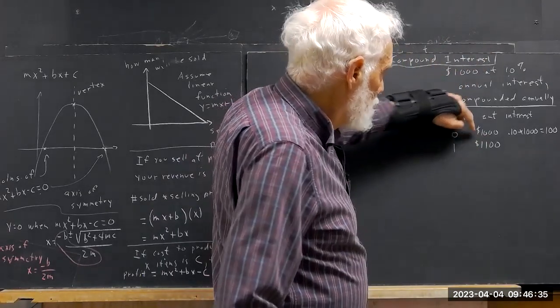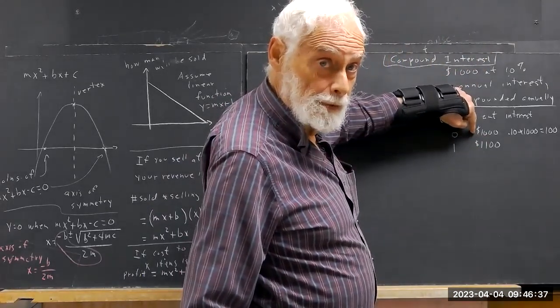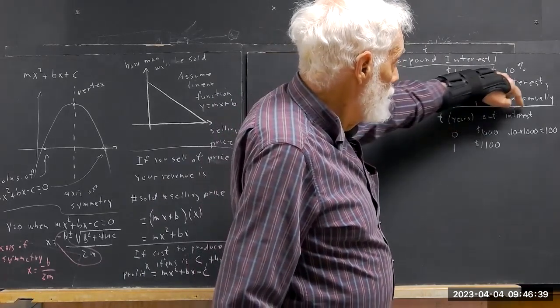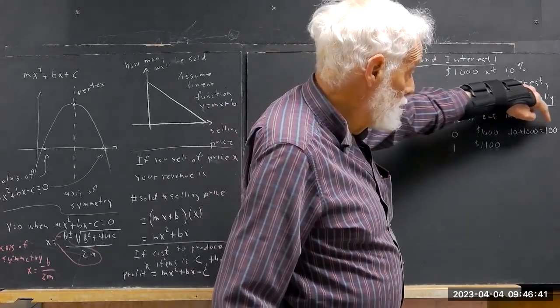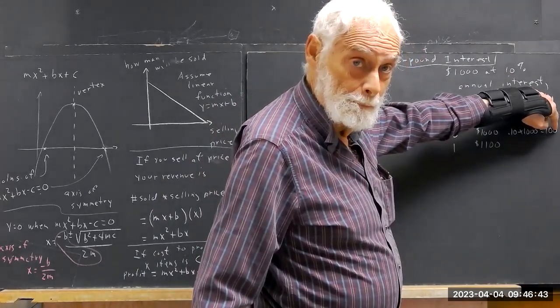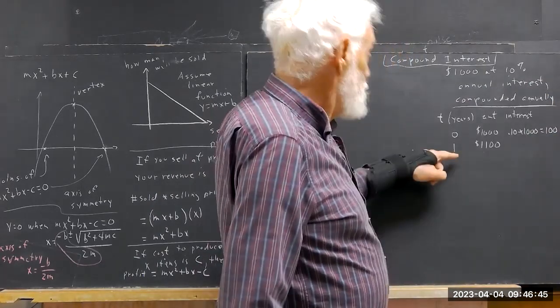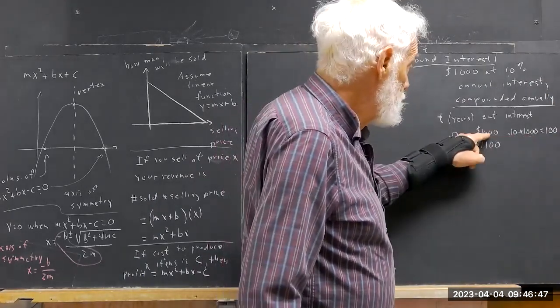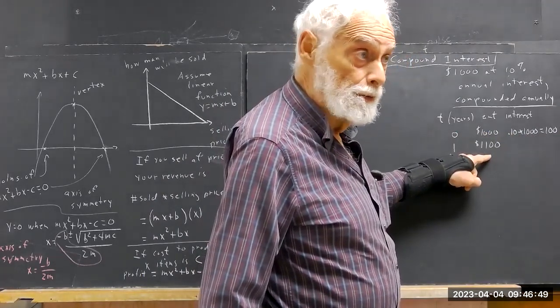At year 0, that's when we start. Okay, we got $1,000. The interest we get is 10% of $1,000, which is $100. So after 1 year, we get to add that $100 to the $1,000, we get $1,100.